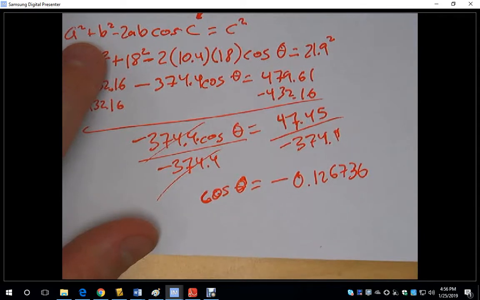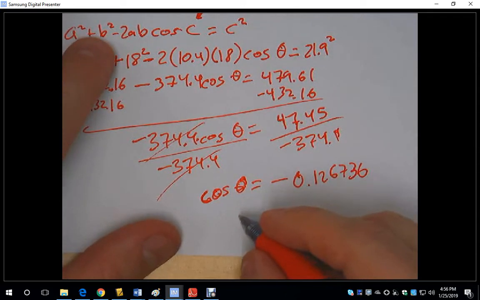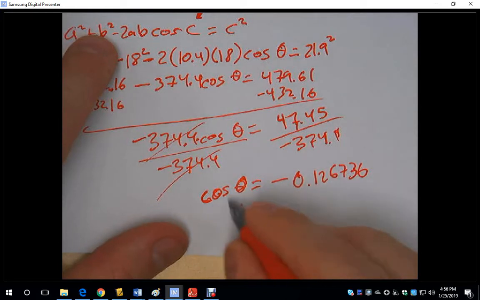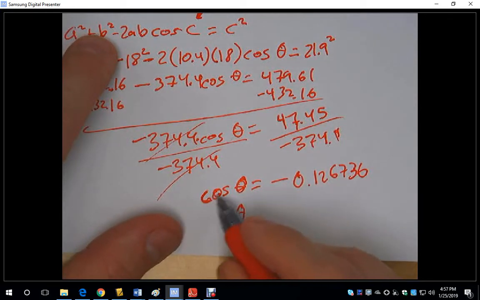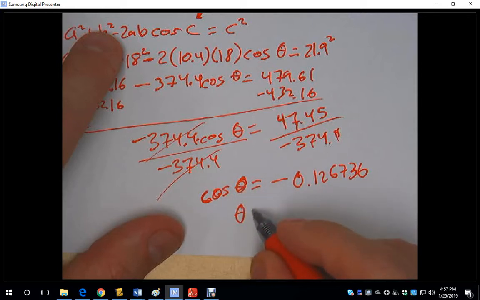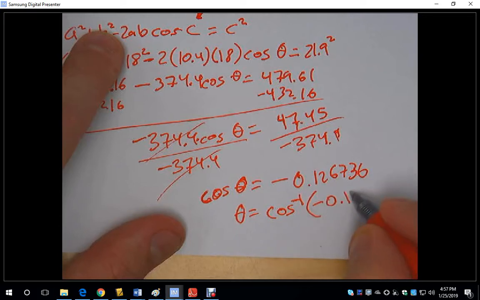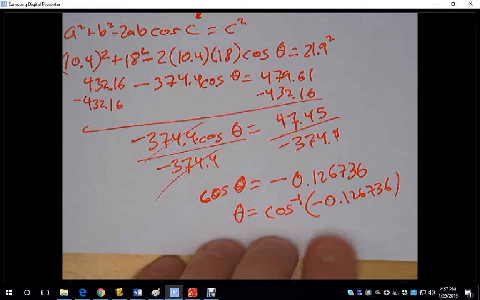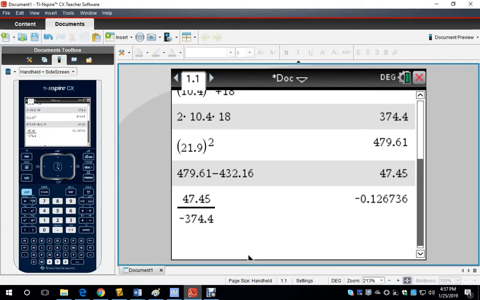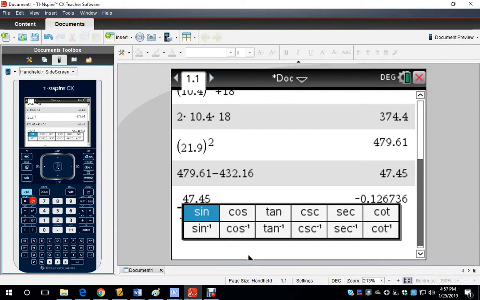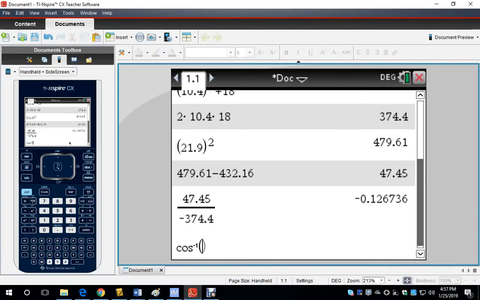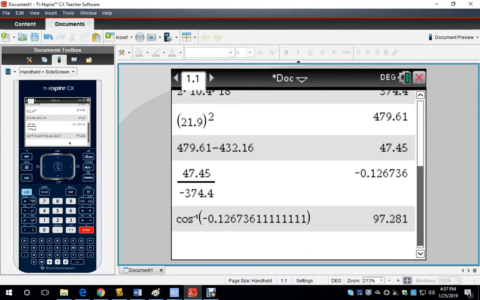Next step, I'm going to take the inverse of cosine of both sides. If I do the inverse of cosine on one side, then the cosine disappears, and I'm left with theta by itself equals the inverse of cosine of negative 0.126736. When I throw that into my calculator, we see that we get 97.28. So theta equals 97.3. Let's stick with 3 significant digits.